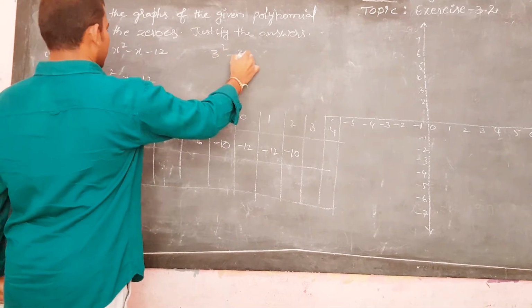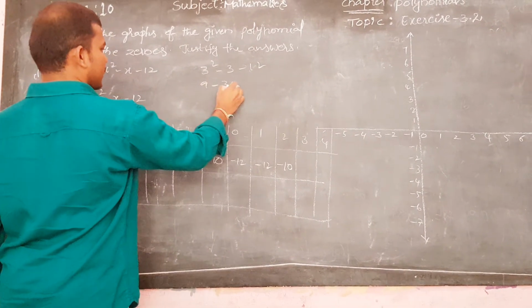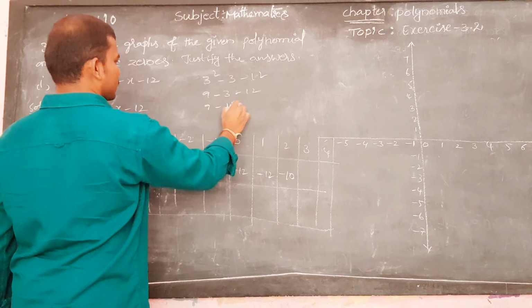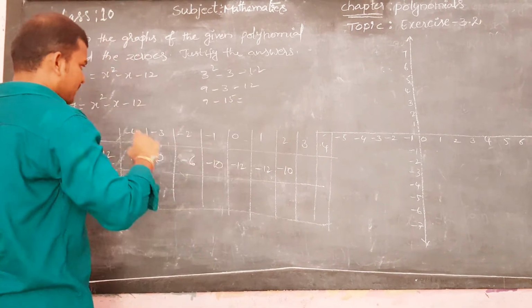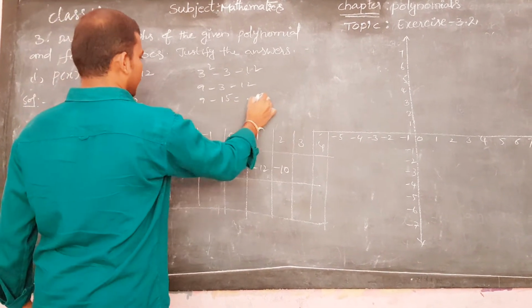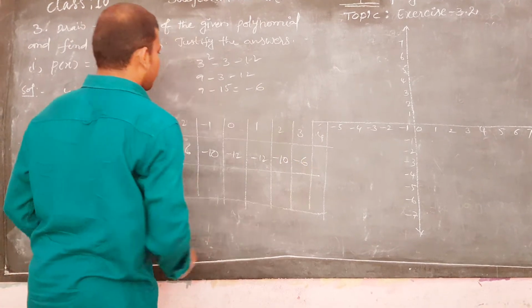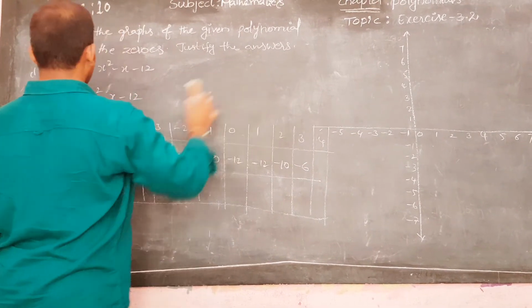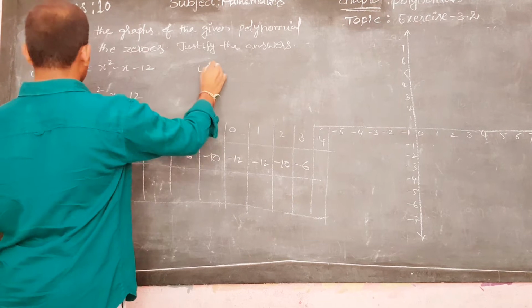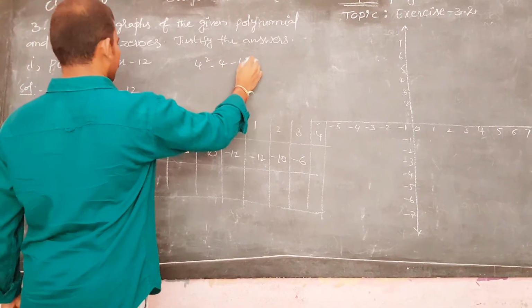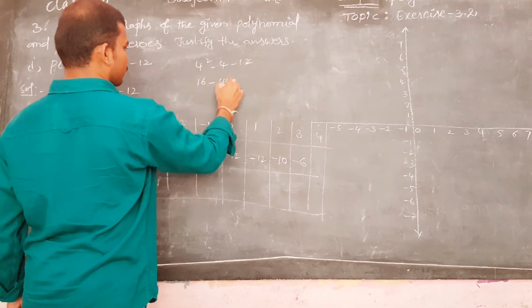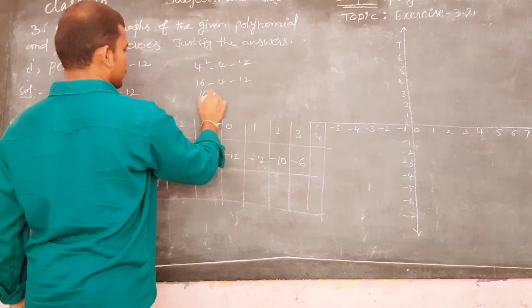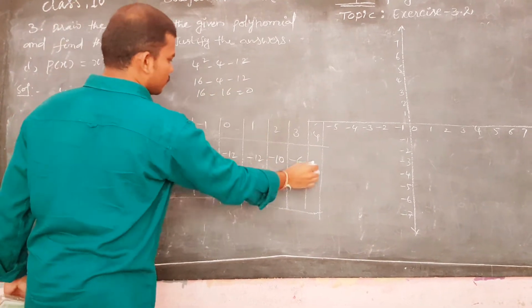3 square minus 3 minus 12. 9 minus 3 minus 12. 9 minus 15, minus 6. 4 square minus 4 minus 12. 16 minus 4 minus 12. 16 minus 16 that is equal to 0.